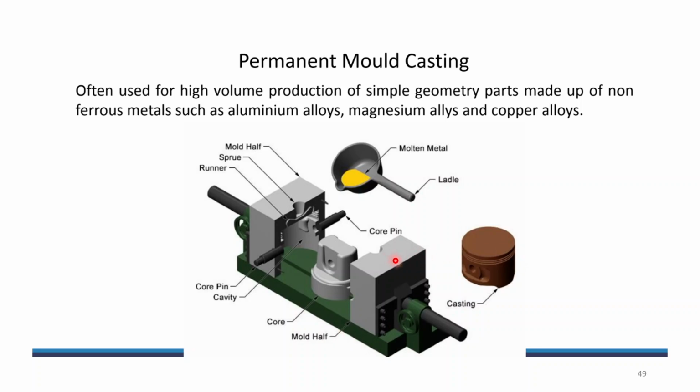Here in the figure also you can see there is the entire gating system, sprue, runner, mold half and all, and there will be a mold cavity.